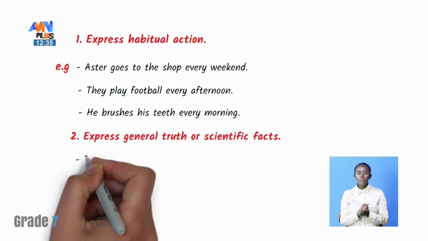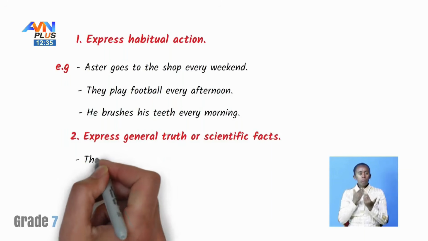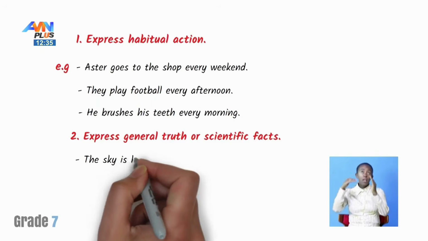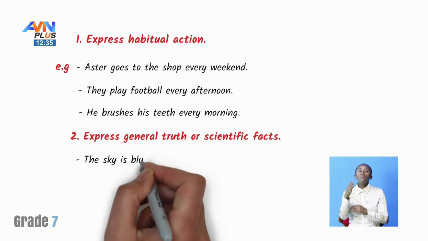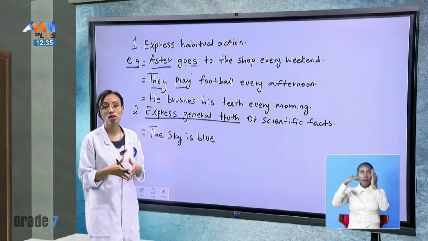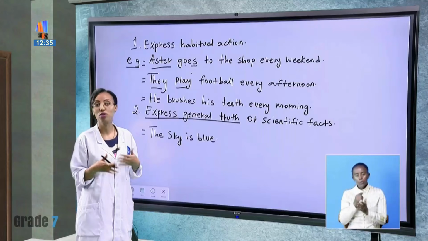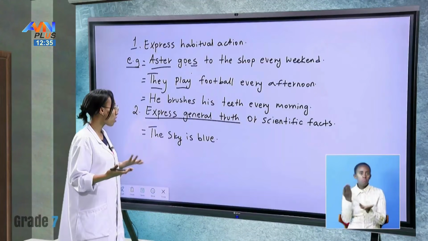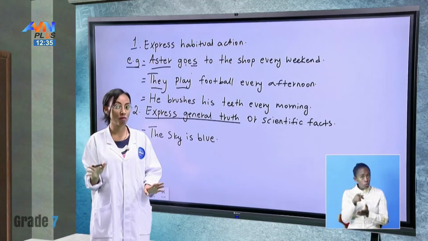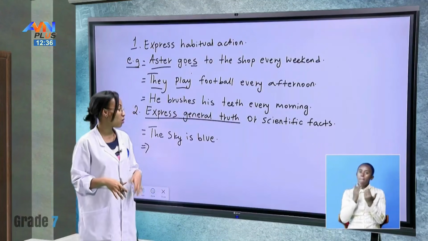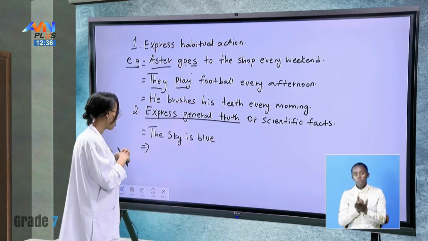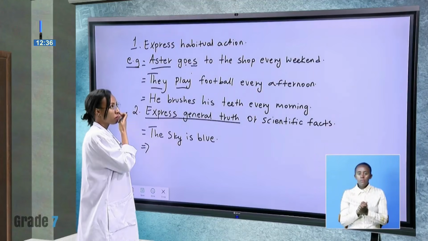The first example, the most simple way of expressing a general truth or a fact. The sky is blue. The sky is blue. So this is what? A general truth that we know to be true. And it is also a fact. Okay, what else can we say? Don't forget, we still have the form of the simple present. We have our subject, and we have our verb, and we have our object. Okay. What else?